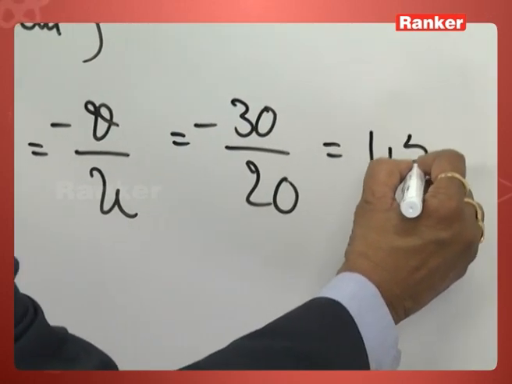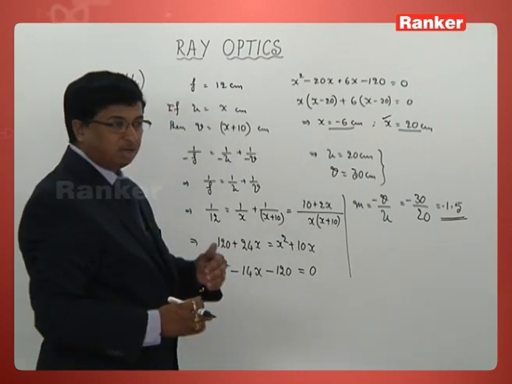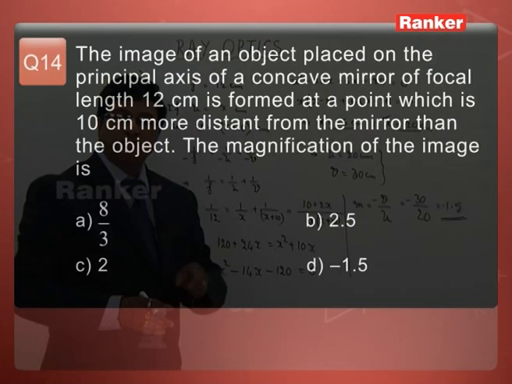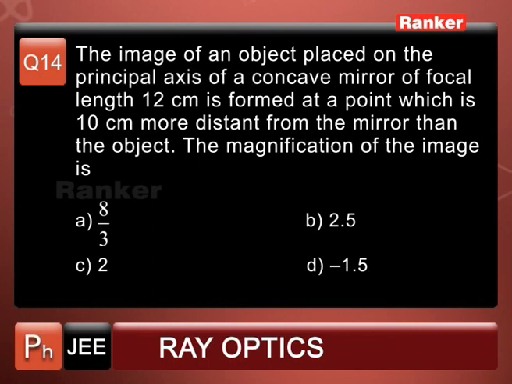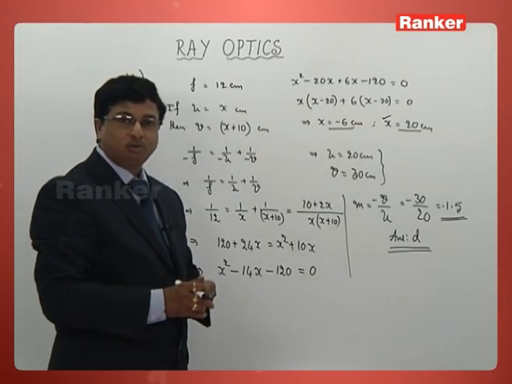How much will now be the value? Minus 1.5. See the four options which I have read earlier. The fourth option is exactly minus 1.5. So what can we write now? The answer for this one is simply the value of D, that's minus 1.5. So this is the methodology that you just have to follow.